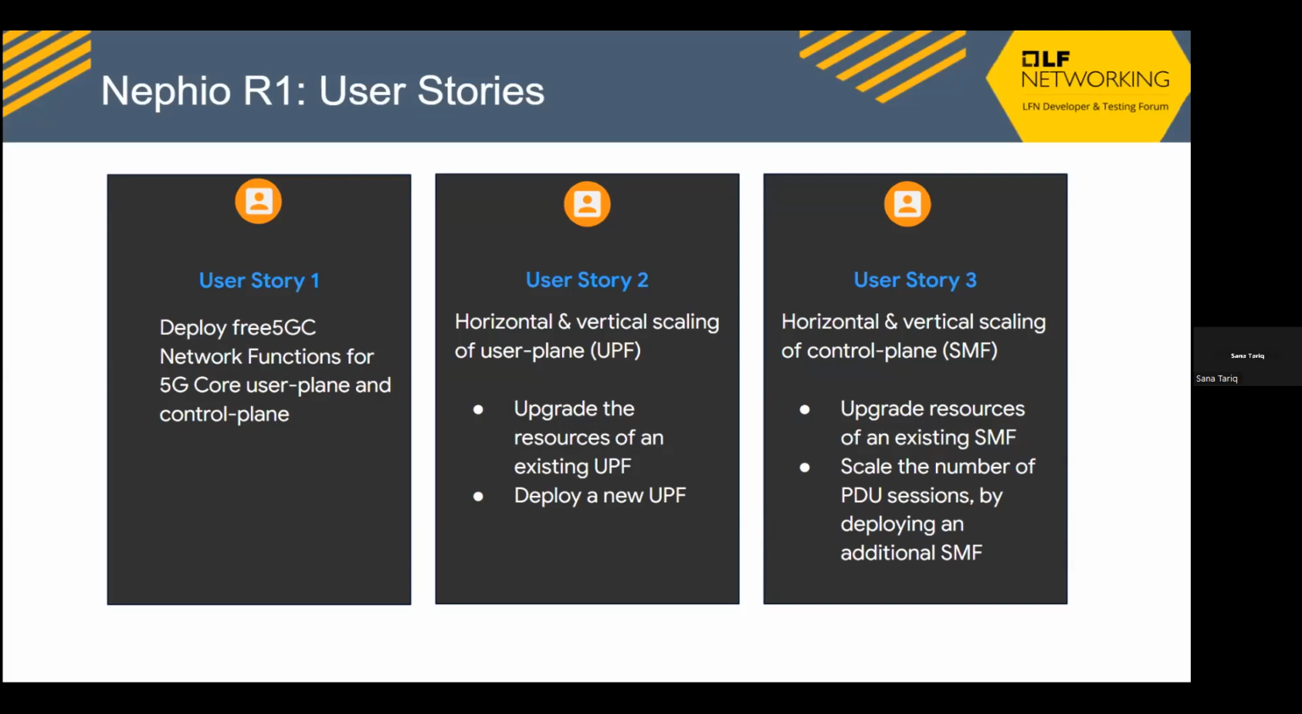And in user story number 3, we are focusing on the control plane, which is SMF. We upgrade the existing resources of the SMF, and then we're also trying to extend the number of PDU sessions by deploying an additional SMF. So extending the control plane is a part of user story number 3, and the user plane is a part of user story number 2. That's the focus of R1.